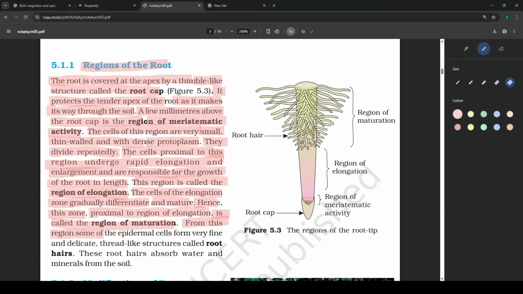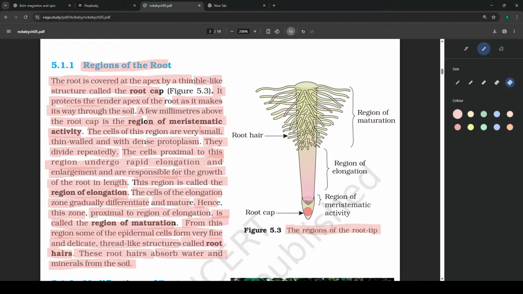From this region, some of the epidermal cells form very fine and delicate thread-like structures called root hairs. These root hairs absorb water and minerals from the soil. Okay, these are the regions of a root.